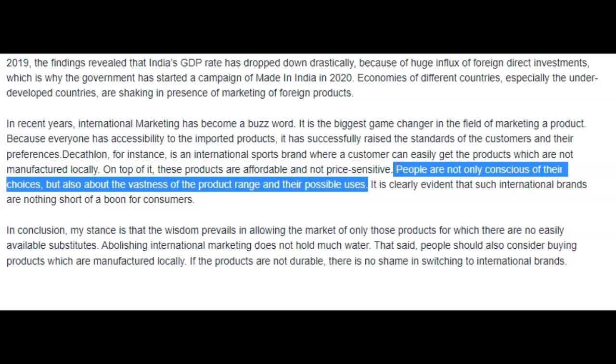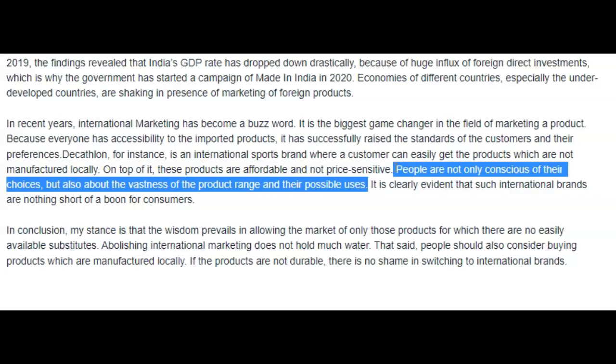So again, I want to remind you what international marketing is. You're supposed to talk about how it can help exchange ideas, culture, language, and be a very inexpensive form of education. Okay. So again, you've got some nice language: buzzword is nice, game changer is nice, accessibility to something is nice, raise the standards. All this language is lovely, but the message is not what it's supposed to be. It doesn't feel particularly focused on what it's supposed to be focusing on.